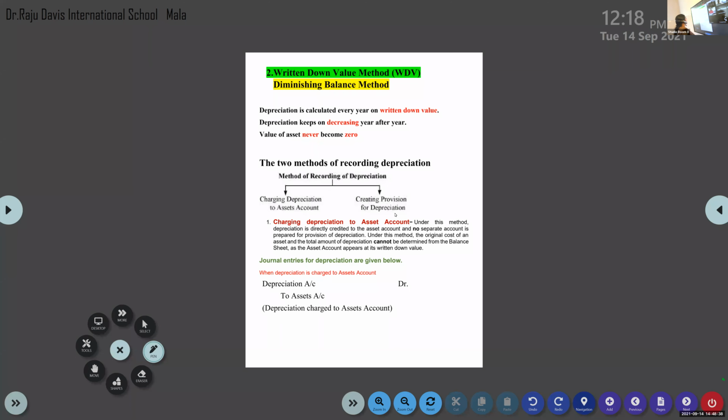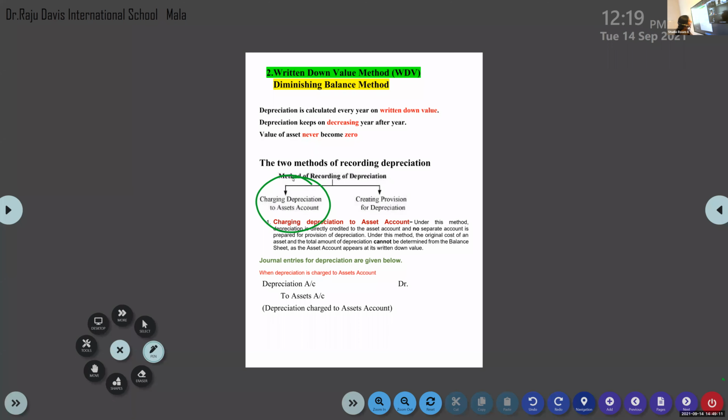Anyways, coming here, we have 2 entries in this first method. We will have to pass two journal entries. How many? Two journal entries. Alan Thomas, please keep the video on. Yes. Okay, Alan? Based on the first method, charging depreciation to asset account, we have two journal entries.